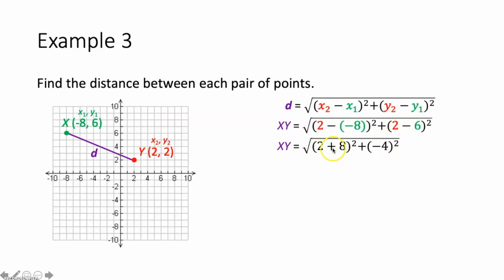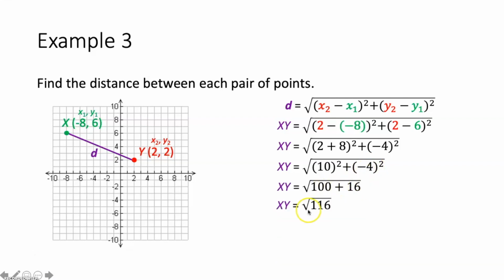So what's 2 plus 8? That's going to be 10. And then 10 squared becomes 100. What's negative 4 squared? That's 16. So I get 100 plus 16, which is 116. Oh, well, that's not something I can take the square root of, but it is something I can simplify.